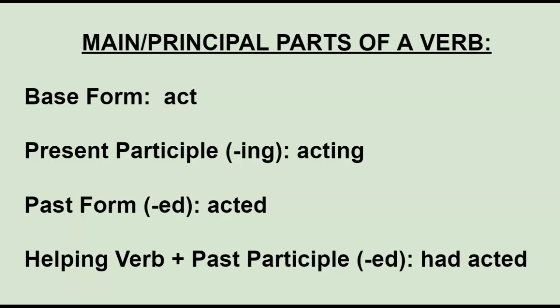In the present tense, we can make it a present participle. That means we add an ing ending. So act turns into acting. We can make it a past form, put an ed ending on it, acted. Or we can add a helping verb and make that a past participle with that ed ending, had acted.